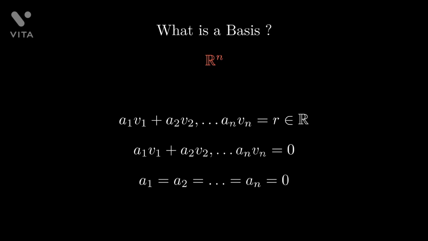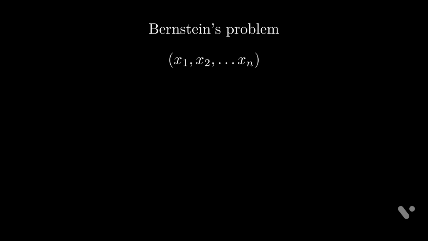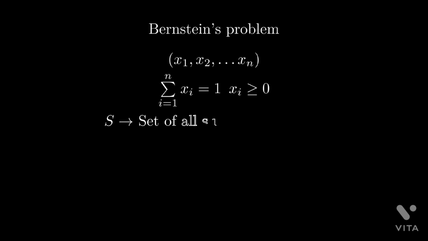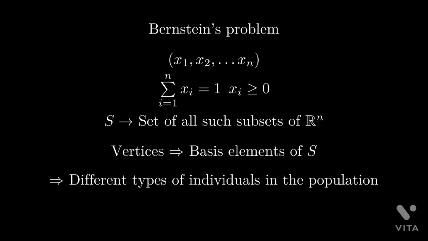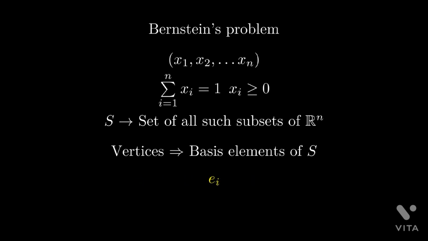Now let's come back to genetics. Bernstein's problem plays a significant role in understanding the problems in genetics. To begin with, we start by taking n real numbers, or a coordinate in R^n, such that their sum gives us 1 and all the numbers are positive. We now take the set of all such sets of reals and name it S. We call the vertices of S the basis elements of S, and they represent the different types of individuals in the population.